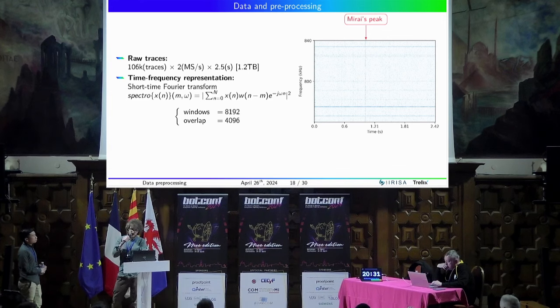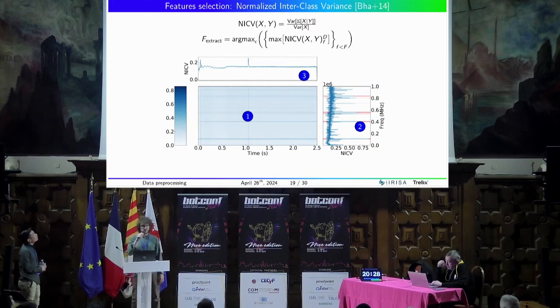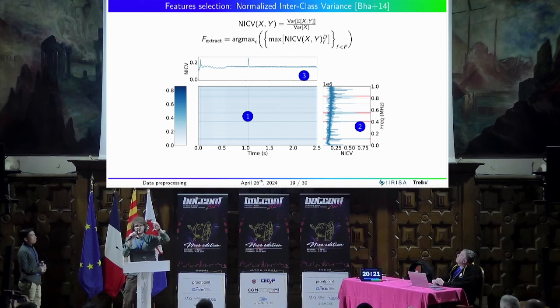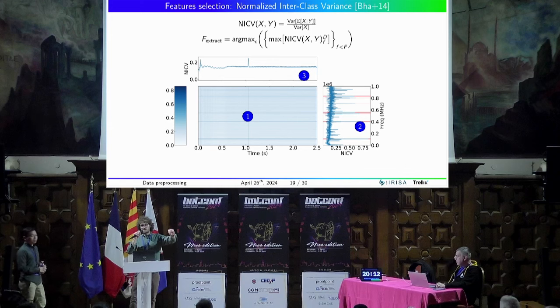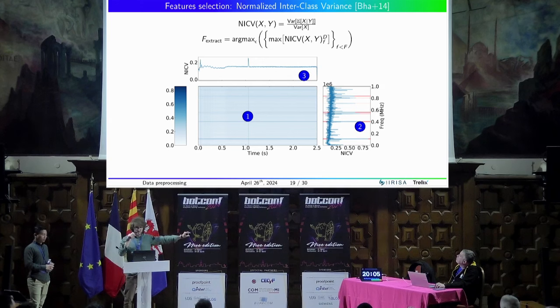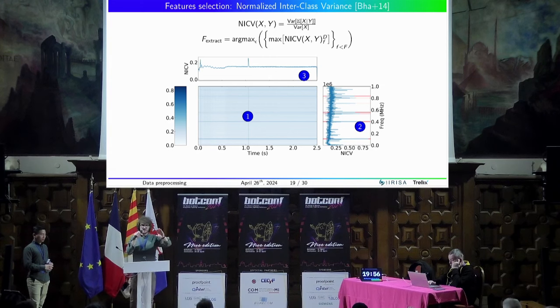It's something really usual in side channel. We will do feature selection, also known in classification algorithms. You will not use all the data, but you will select some points on the STFT representation, so the time-frequency representation. And since we know that we had some problem of resynchronization due to not really accurate triggering, we select full bandwidth. And the NICV, which is a pretty well-known technique in side channel to find which point has more influence or is more linked with the class we have. So we just take the max of the NICV and select this bandwidth.